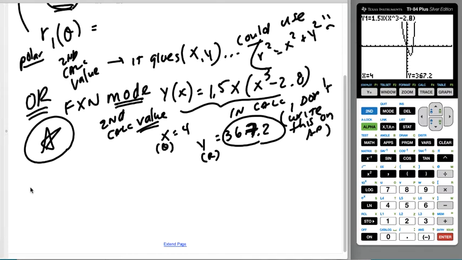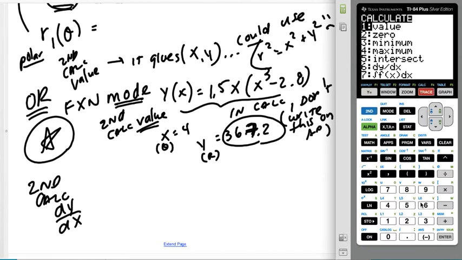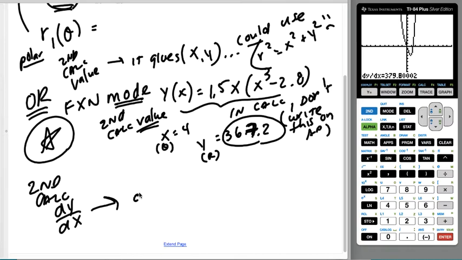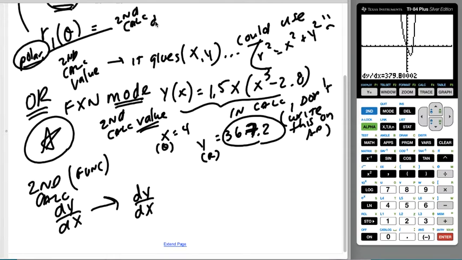By the same token, in either mode, I can do second calc, and I can pick dy dx. So if I do second calc and I pick dy dx, which is an option in both modes, I want dy dx when x is 4, and it'll find it for me. Oh, let me actually clarify. I do second calc dy dx if I'm in function, because remember my x and y, but if I were in polar, if I had picked the polar mode, I would have had to do second calc dr d theta, because that's what we wanted. And I'd get the same value. I'll switch back to polar in a second and show you that I get the same value.